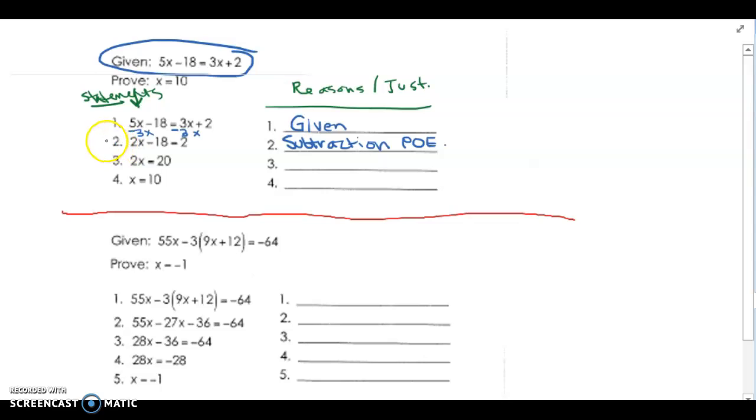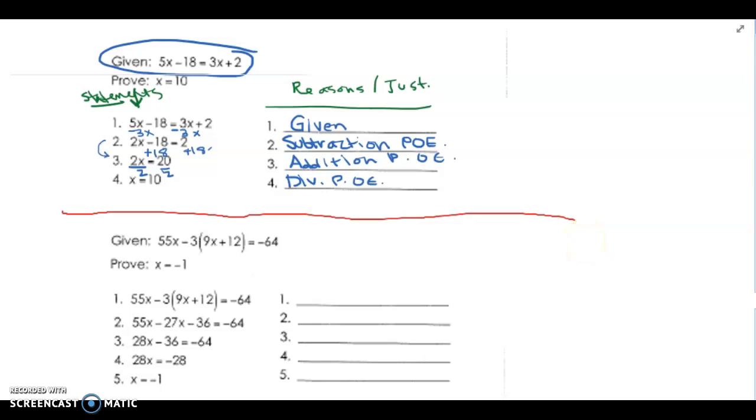Okay, now we're going to look, how did we go from step 2 to step 3? Well, 2x minus 18 equals 2. Well, all we did is added 18 to both sides. So which property tells us we can add the same thing to both sides of the equation? That's the addition property of equality. Okay, and then from step 3 to step 4, all we do is divide both sides by 2. Division property of equality, and we get x equals 10.